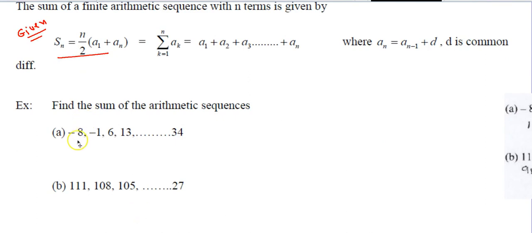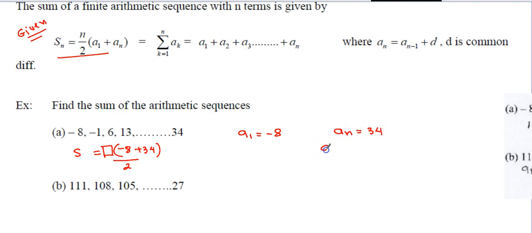First term is a1 = -8. Last term is 34. But we don't know how many terms there are, and we have to find the sum. So we can say the sum of how many terms, we don't know. First term is -8, last term is 34, divide by 2, but what will this number be? Well, here the missing number is n. Each time you are adding 7. So the first term is -8, last term is 34.